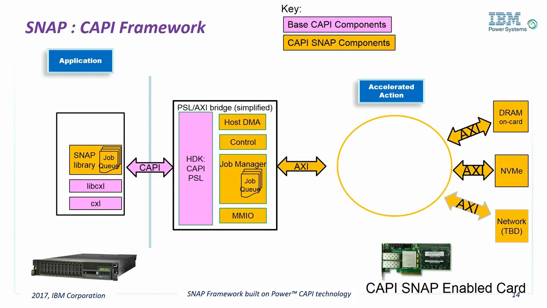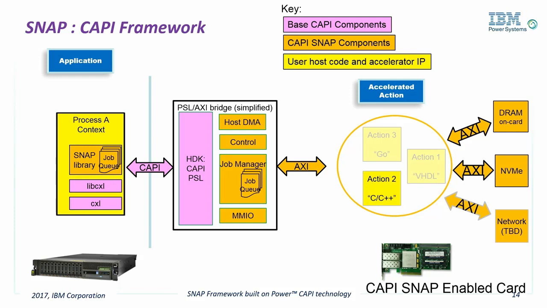The AXI bridges are card dependent based on the contents of the card. It might have an NVMe on the card, or it might have SFP plus cages for fiber channel or for Ethernet. Many cards have gigabytes of DRAM, and we have an AXI bridge for that as well.